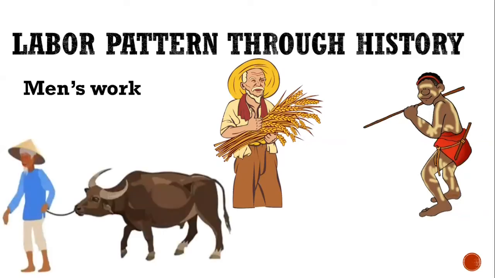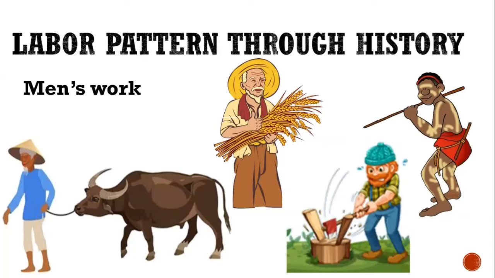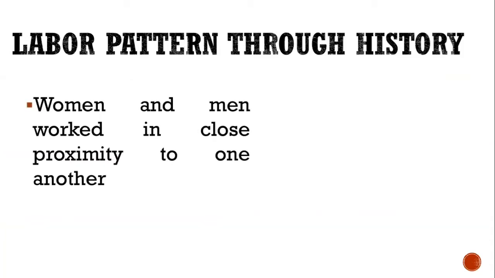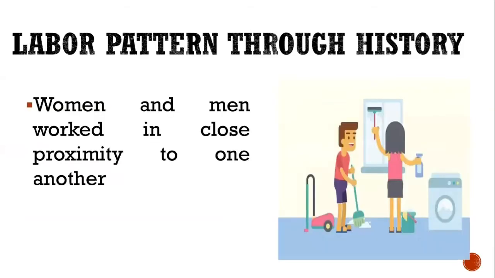Yan. Farm work, silang taga-alaga ng mga hayop. Yan. Agricultural works. Yan. So, next one. Ayan, nagsisibak pa pala ng kahoy. Sorry, I forgot. Ayan. So, medyo hard work yung type of work or type of job ng mga men, no? Ever since. So, women and men work in close proximity to one another. So, they work with each other. I mean, they work hand in hand para maging harmonious yung society ever since.